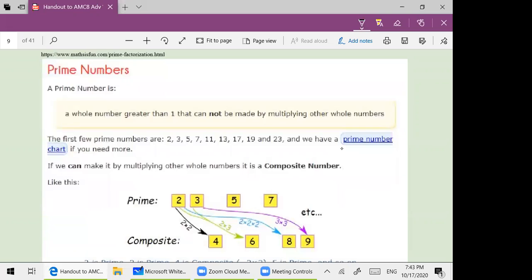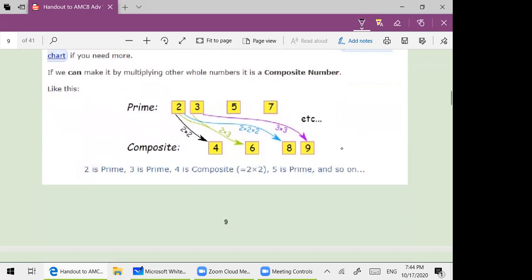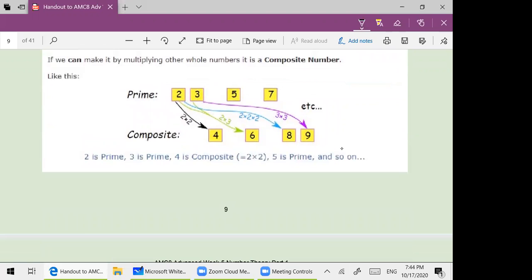Okay, so primes. A prime number is a whole number greater than 1 that cannot be made by multiplying other whole numbers. So the first few primes are 2, 3, 5, 7, 11, 13, 17, 19, 23. And if you can make a number by multiplying it with other numbers greater than 1, then it's composite.